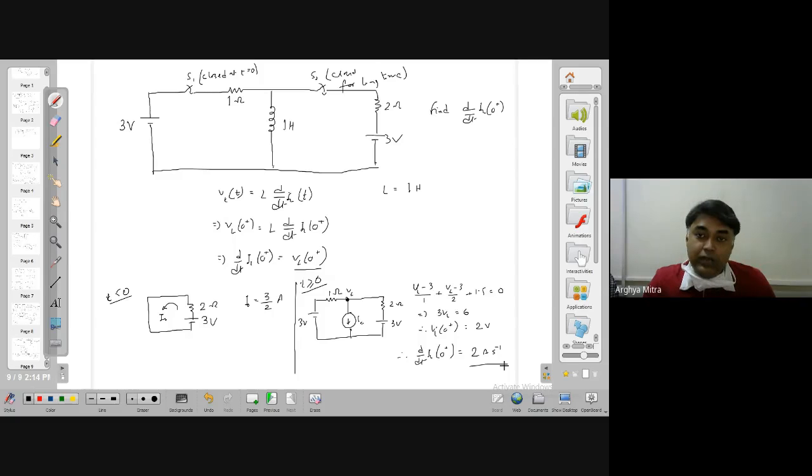So you see how we have handled it. Though it is asked to find something in derivative form, we didn't go for finding the derivative directly. We equated it using the known relation between the current and the voltage across the inductance, and we find this voltage, which is pretty easy to find, and we get the actual answer.